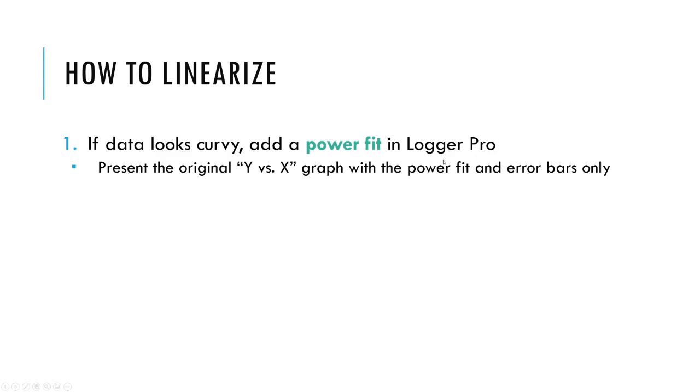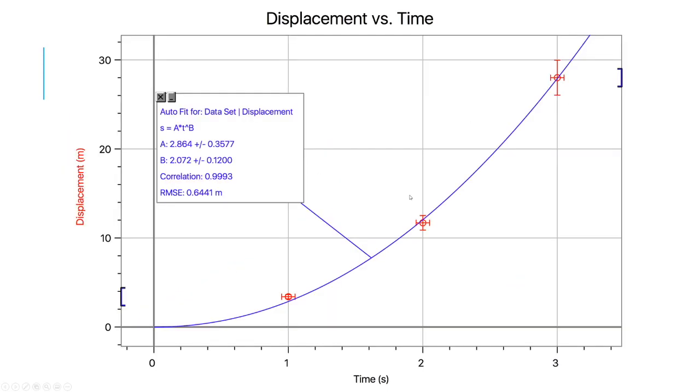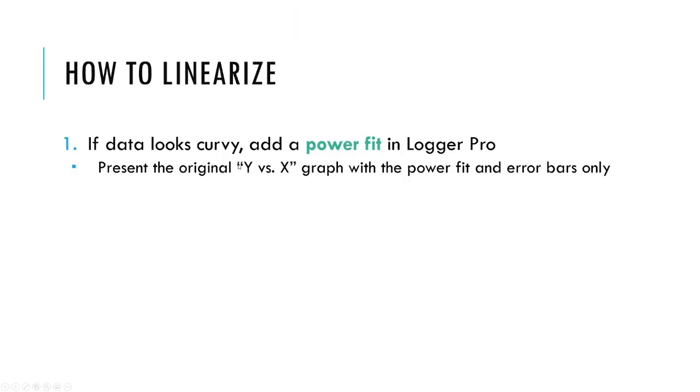So here are the steps that you can take. If you have curvy data with a power fit, you will show that original graph. So you will present a graph in your report that looks like this with the power fit on it. There's no minimum maximum lines because it's not a straight line. But you do want to show this because you'll reference the power to justify how you linearize. So you start with that.